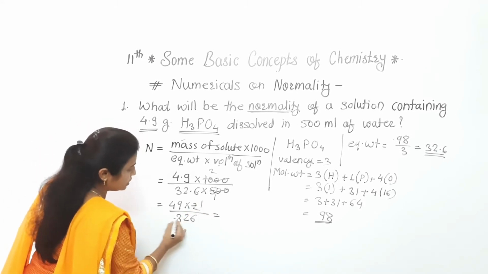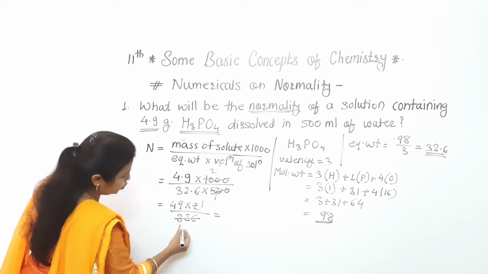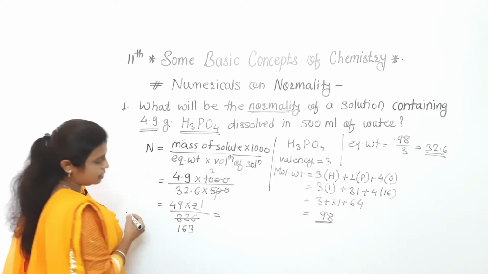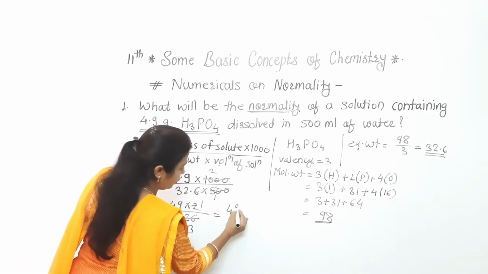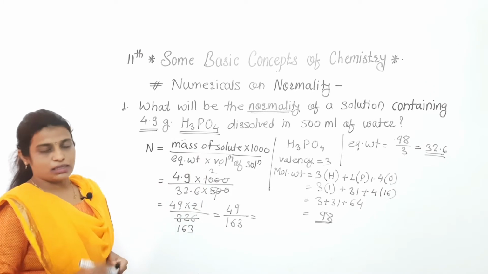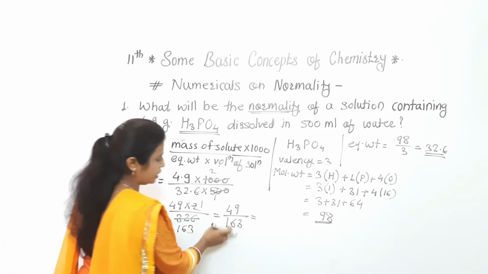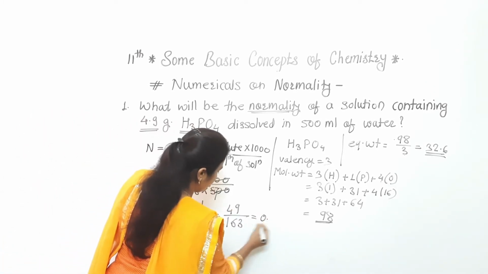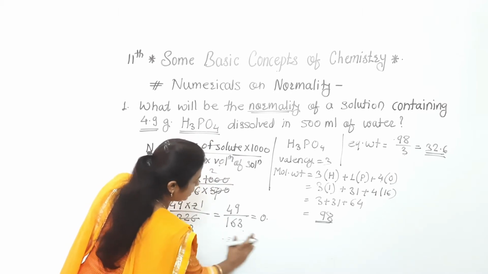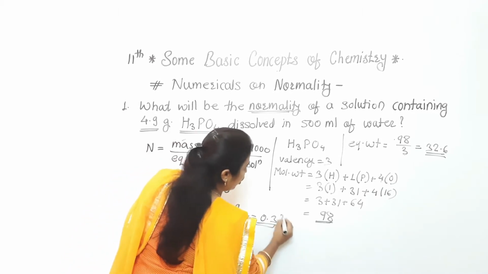Now see, 2 1s are 12. Here 2 6 are 12. After that 2 3s are 6. So in this way 49 divided by 163, that is the answer. And in this way if we calculate it, then we will get answer 0.163. 3s are 489, means 0.3 normality.